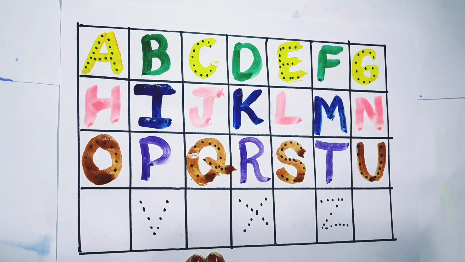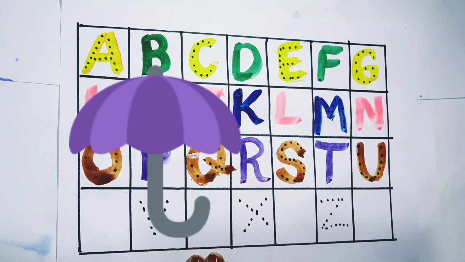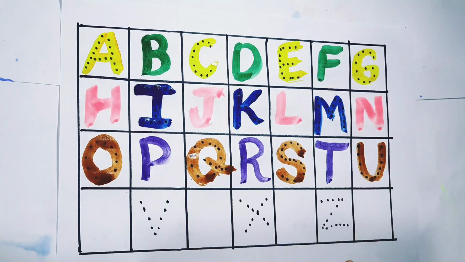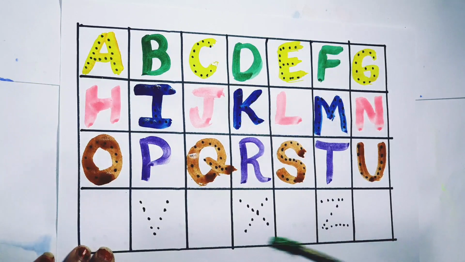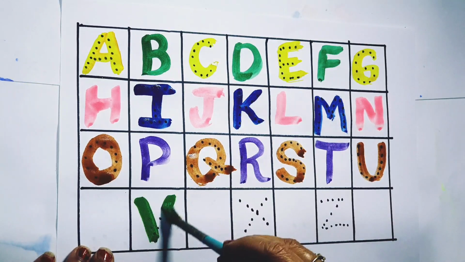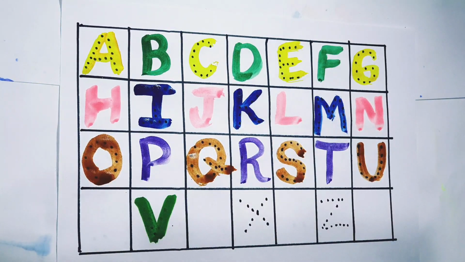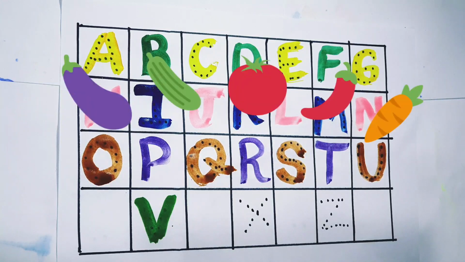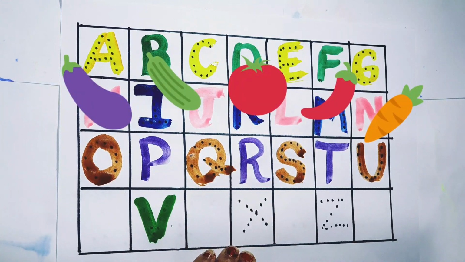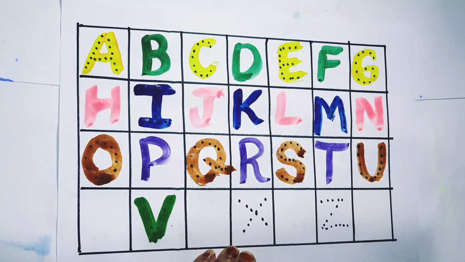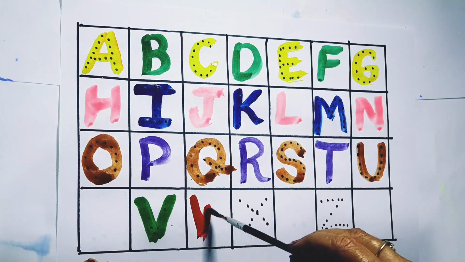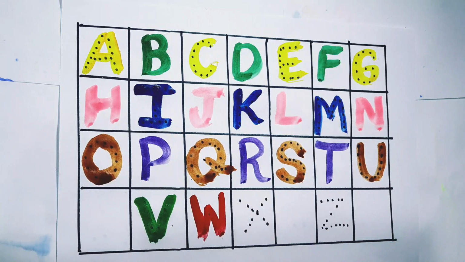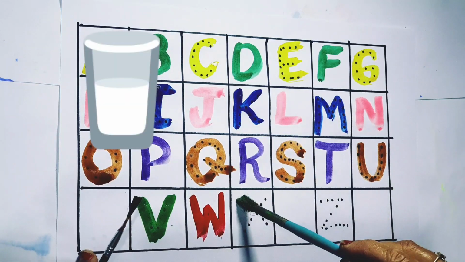U. U for umbrella. U for uncle. Light green color. V. V for village. V for vegetables. Red color. W. W for water. W for watermelon.